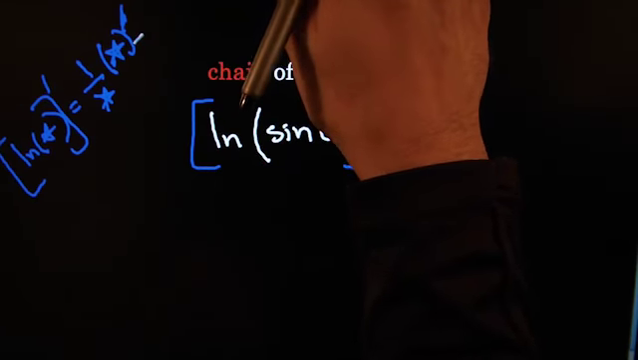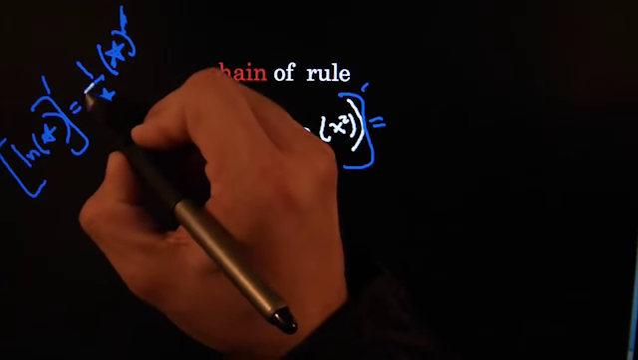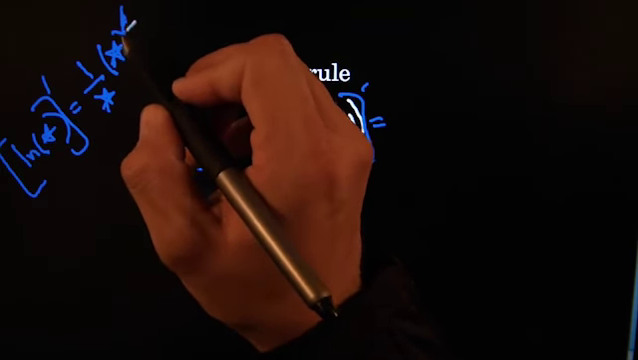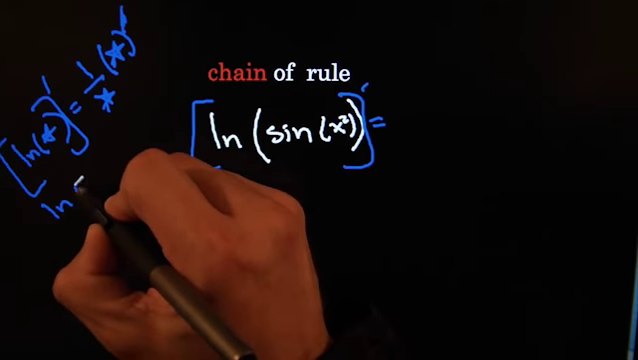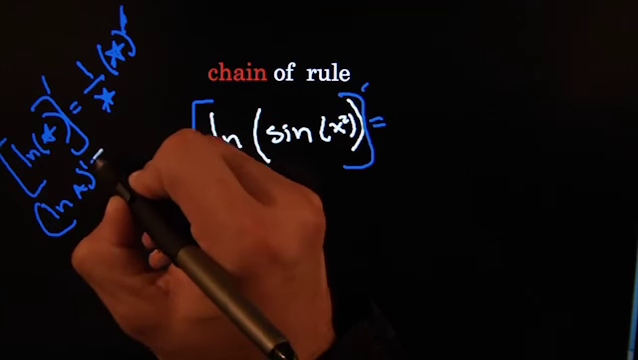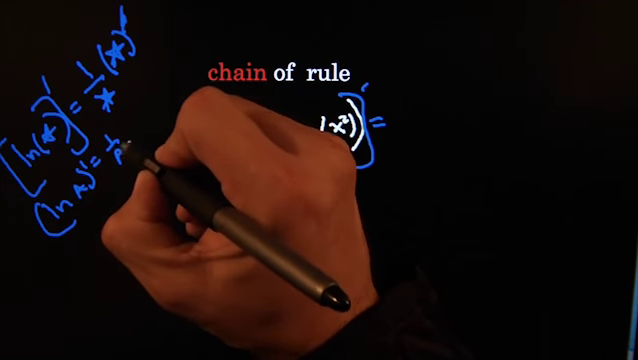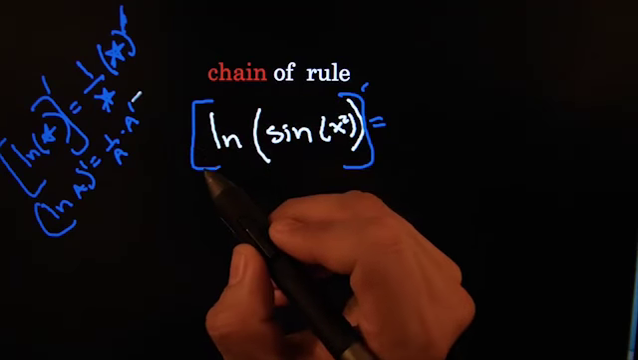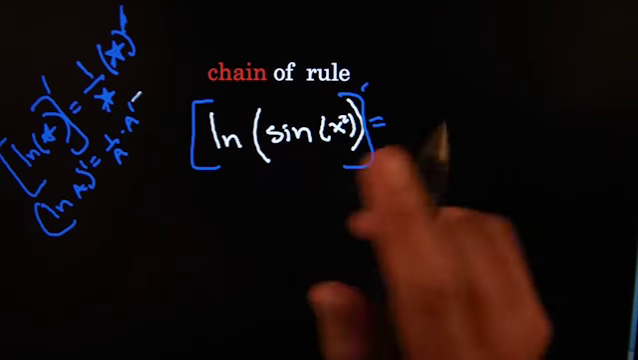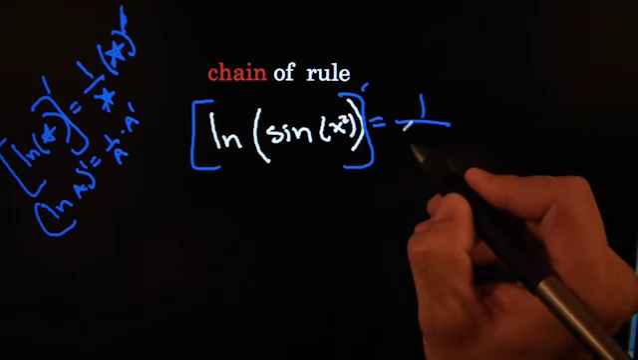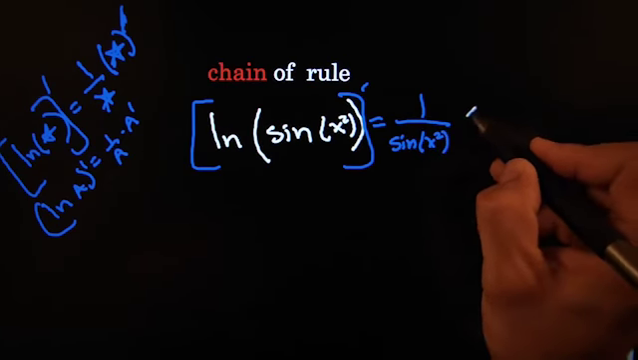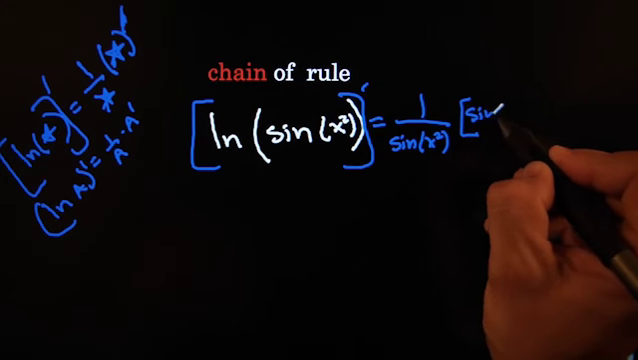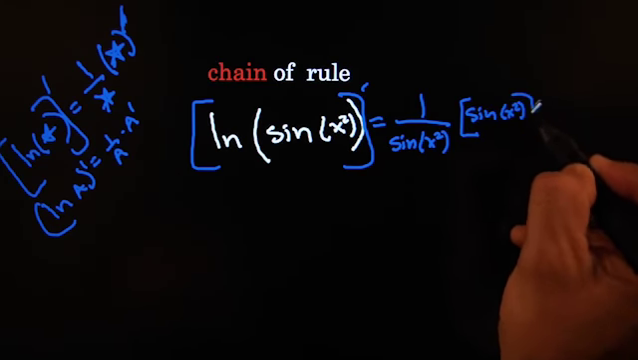I don't know if you can see it there. ln of stuff will be 1 over the stuff times the stuff prime. So if you have ln of a, for example, and you wanted to take the derivative, it would be 1 over a times the a prime. That's exactly what we have here. We have ln of stuff, so it will be 1 over the stuff, which would be sine of x squared, times the sine of x squared prime.